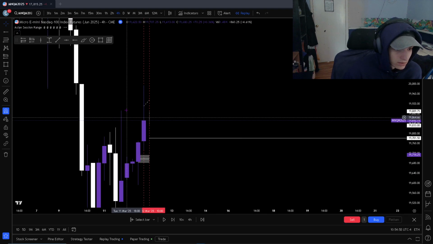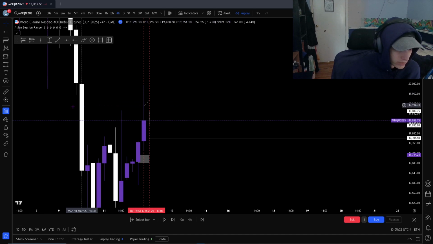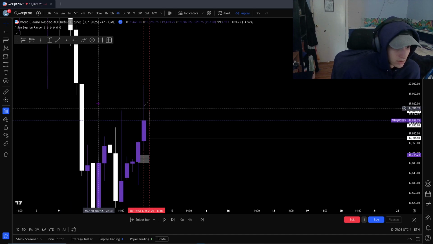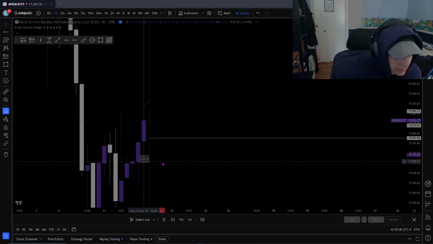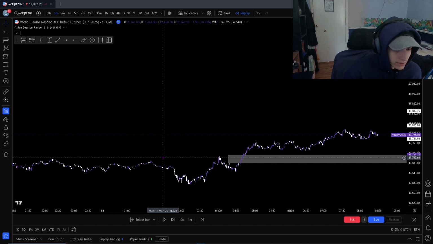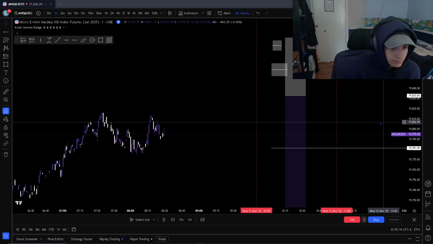Why is it taking so long? You can see we swept this 4 hour swing high, so that's great. We filled this 4 hour gap. Again, great. Okay, so after seeing my high time frame liquidity sweep, I drop down to the 1 minute.